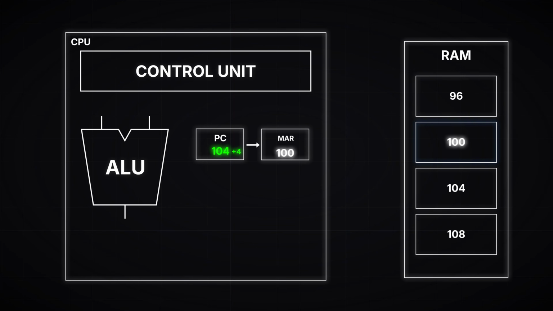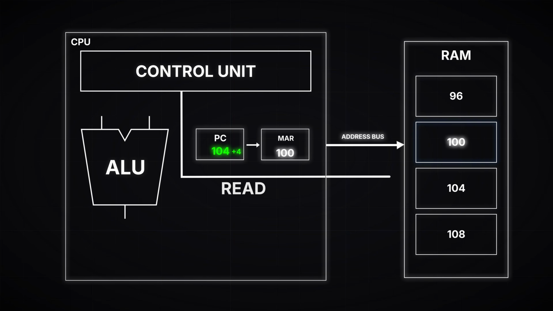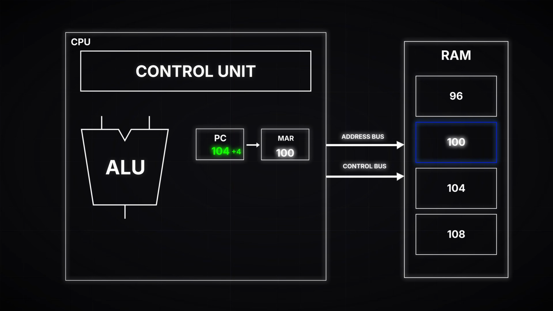The address 100 now travels out of the CPU onto the address bus, a physical set of wires that carries memory addresses from the CPU to memory. At the same time, the control unit sends a read signal along a separate set of wires called the control bus. What that means is, the CPU tells RAM, we want to retrieve something from you, in our case, the data from the address 100. Together, these tell memory, look up address 100 and send back whatever's stored there.